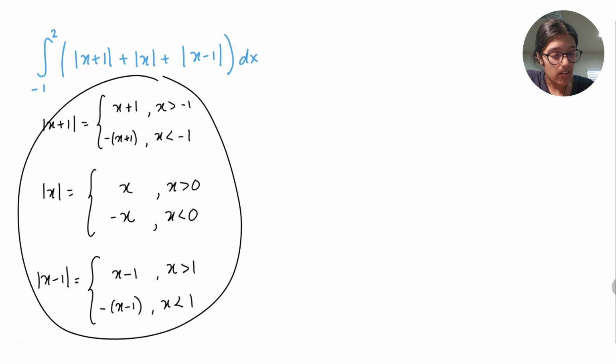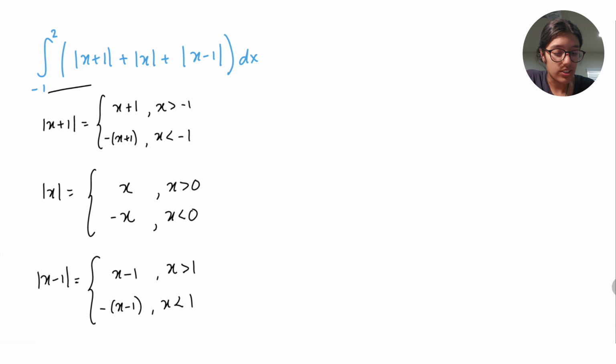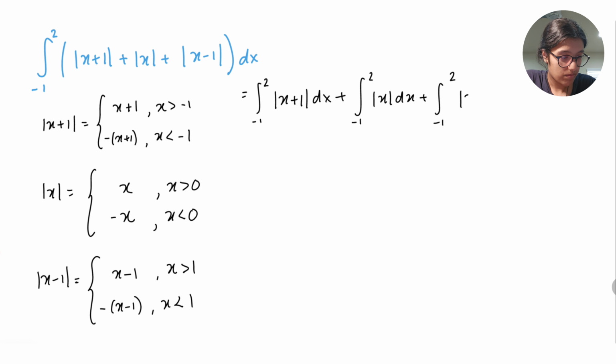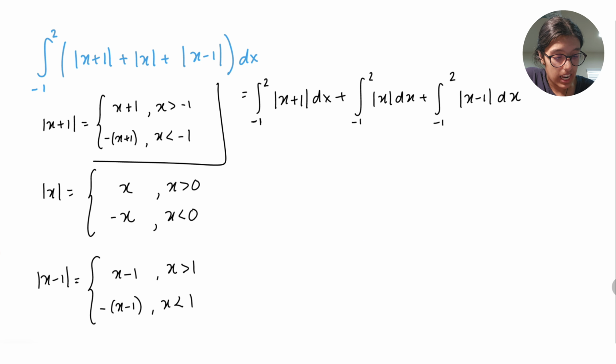Now that we have this, it is time to actually start solving. I'm going to split this integral into three different integrals to make it a bit easier to solve. Now let's solve one integral at a time. From over here, we see that this is the integral from -1 to 2 of this function right over here. Let's take a look at that piecewise function.